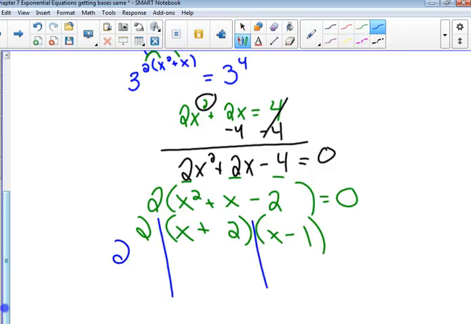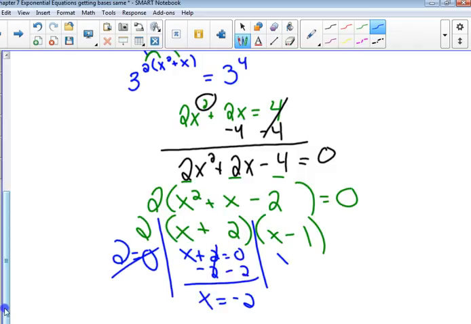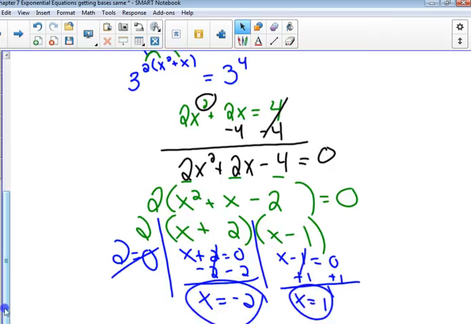Good job. So over here, can 2 equal 0? Does that make sense? No. Right? x plus 2 equals 0. So to solve this one, we have the -2, so x equals -2. If you set this one to 0, how would you solve for x? Add the 1. Good job. So x equals 1.